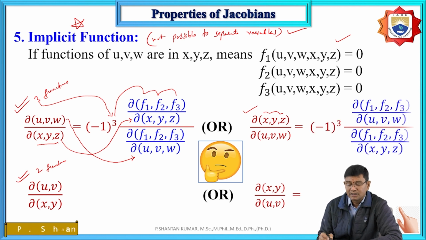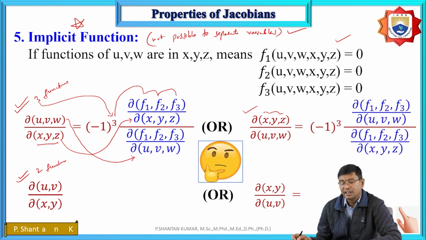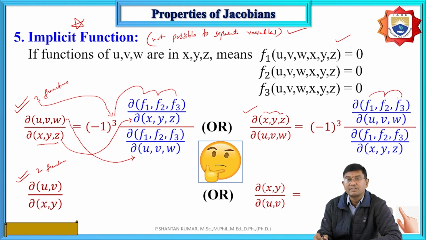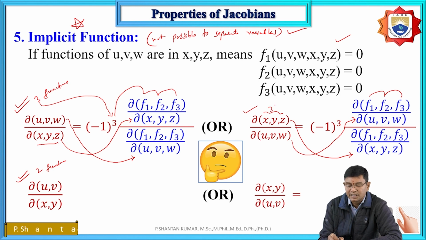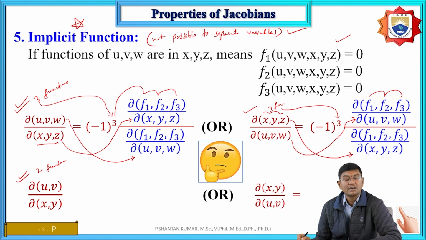And again, the next one: the functions are f1, f2, f3 that you put in the numerator, and the denominator is u, v, w, which you put in the numerator of the uvw, and the numerator x, y, z goes in the denominator x, y, z. And again, these are three functions, which is nothing but minus 1 whole cube.